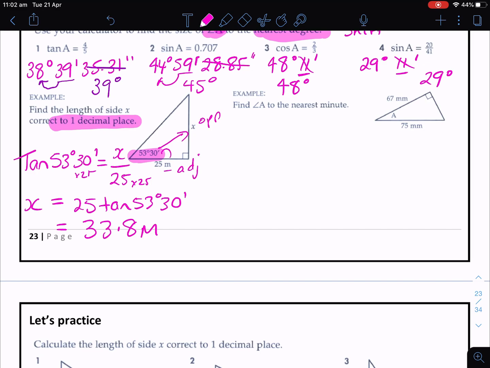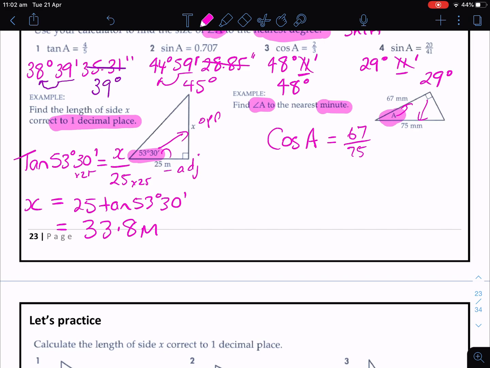All right, let's look at the next example. So this one here is asking me to find the angle to the nearest minute. Okay, so where's our angle? Here it is. What parts do I have? I have a hypotenuse and I have an adjacent. So straight away I know I'm going to use cosine. So I'm using cos of angle A equals my adjacent, 67, over my hypotenuse, which is 75.